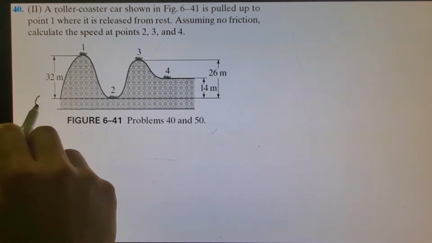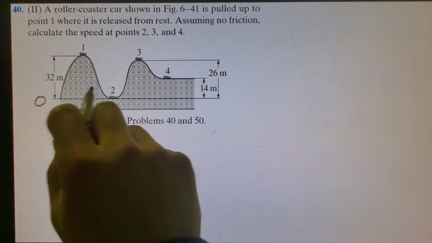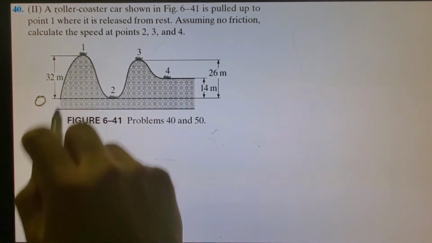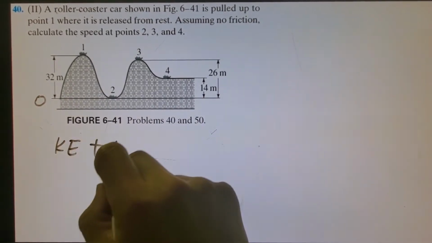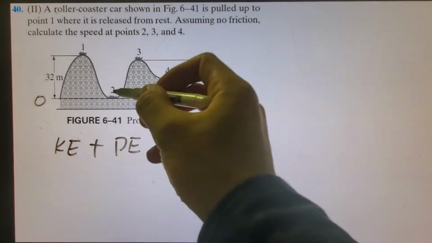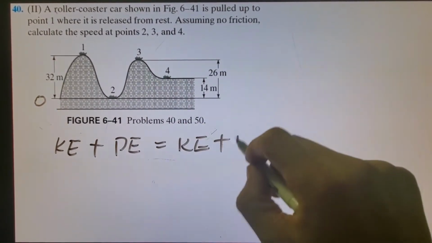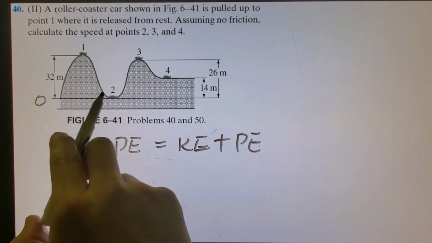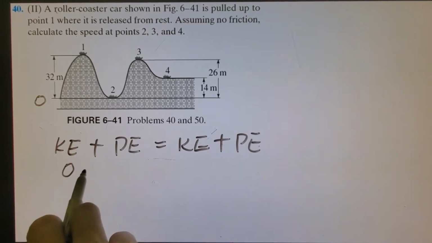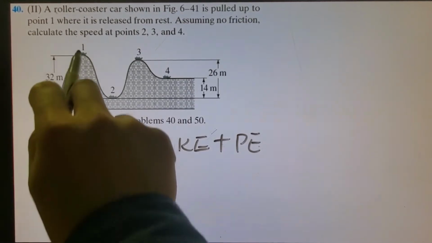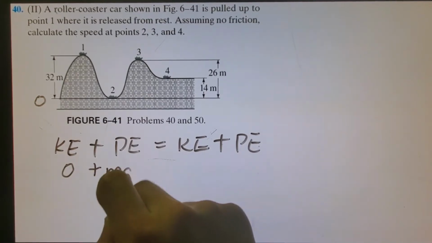So I'm going to call this my zero point over here. At point one, I have kinetic energy plus potential energy. At point two, I have kinetic energy plus potential energy. So let's calculate for point two now. Kinetic energy at point one is 0 because it's not moving. Potential energy at point one is equal to mgh.